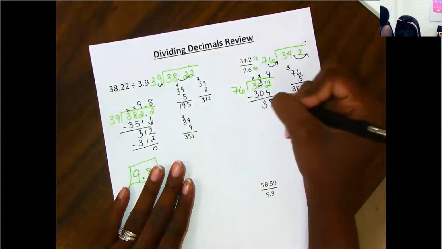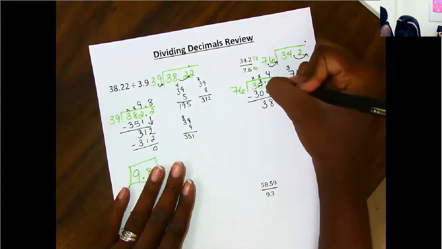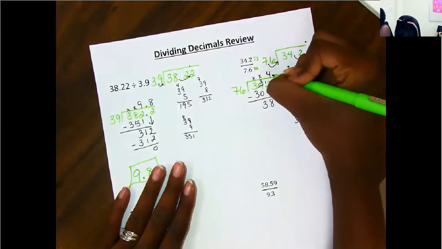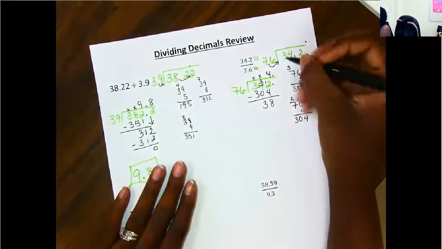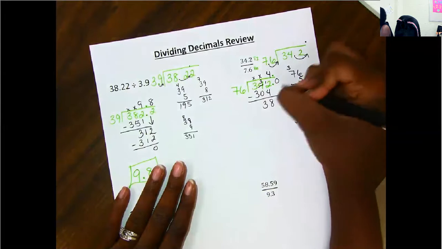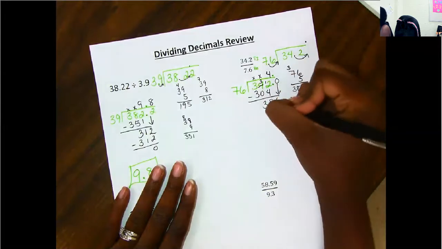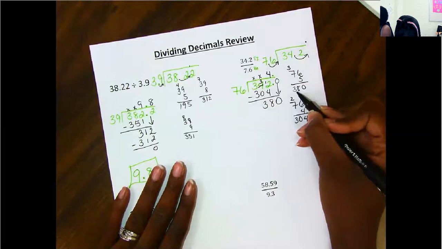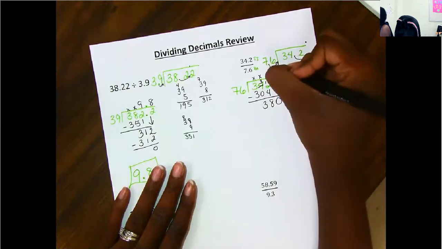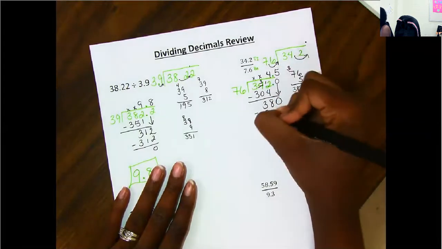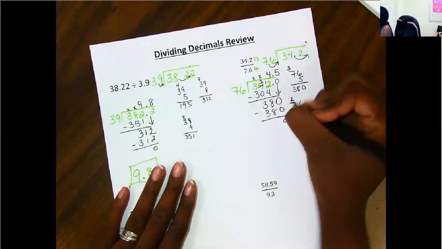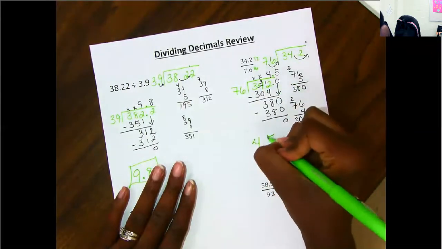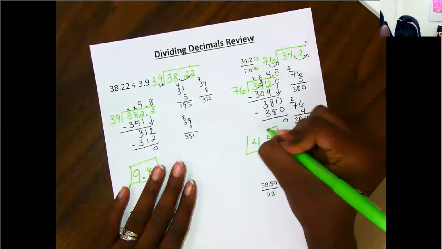Now, because I have leftovers, I'm going to have to add a decimal. Decimal, decimal. So that way I can have a 0 added here to bring it down. Because remember, we don't want anything left over. Hey, I have 380. I already know what number I need. I need a 5. Subtract, nothing left over. So our final answer is going to be 4.5.